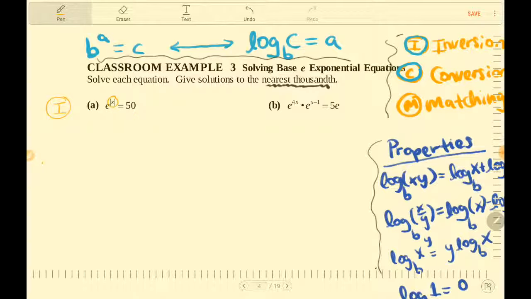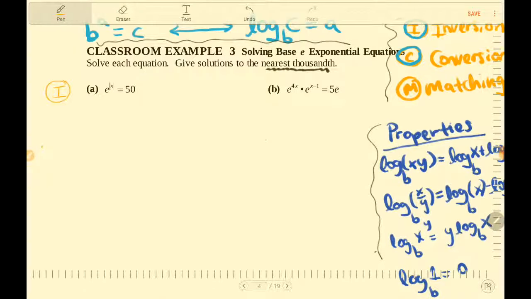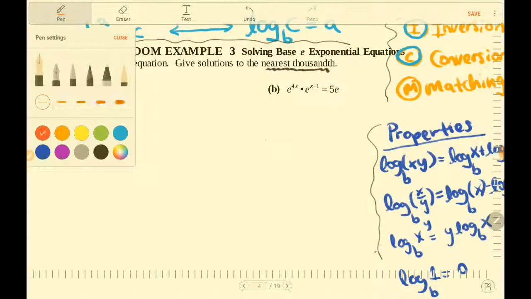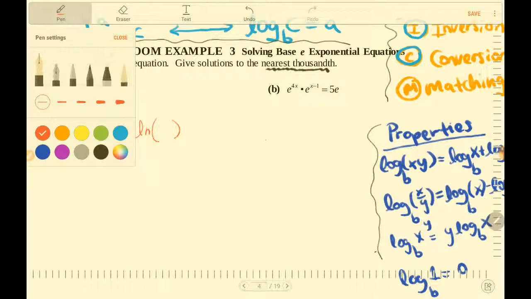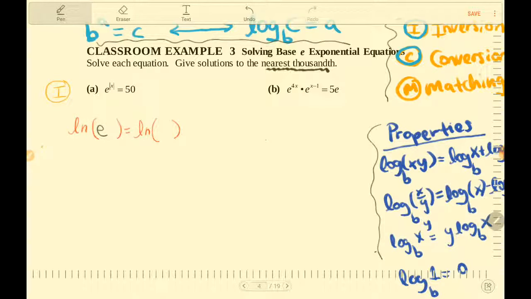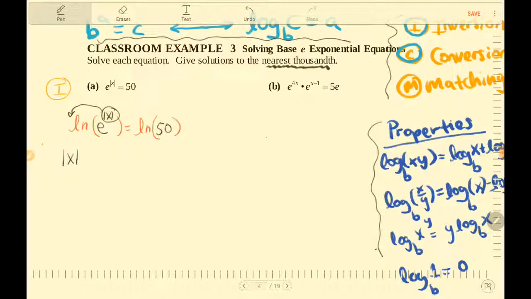So I'm trying to get this to break out of jail in a sense. And it really looks like he's in jail with that absolute value around it, but he's in jail not because of the absolute value, but because he's up in the exponent position. So we're going to break him out by doing inverse on each side. So we're going to take the natural log, which is log base e, of both sides. And then I'm just going to rewrite the entire expression on each side, e to the absolute value of x and 50. And the reason that this works is because now I can use the exponent property of logarithms to move the exponent in front of the logarithm.